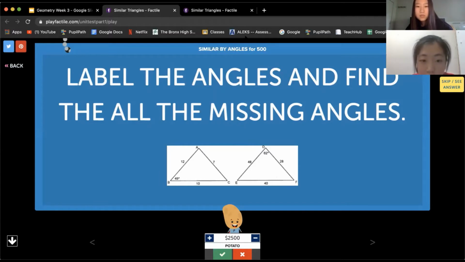So it's 49 plus 62 equals 111. And then 180 minus 111 is 69. So this angle over here is 49 also. This is 62. And the missing angle over here is 69.